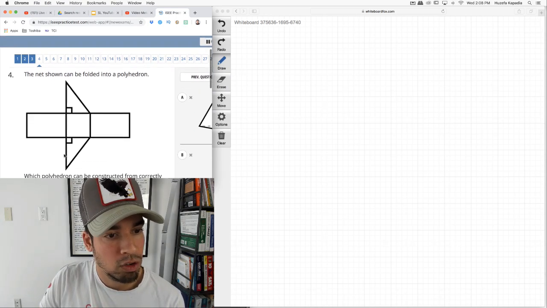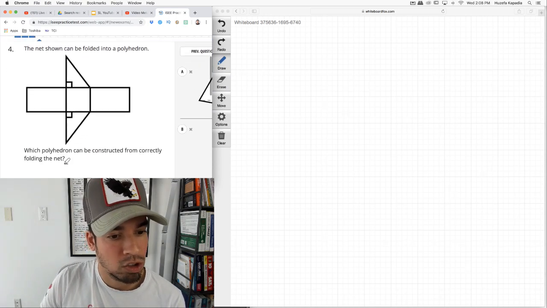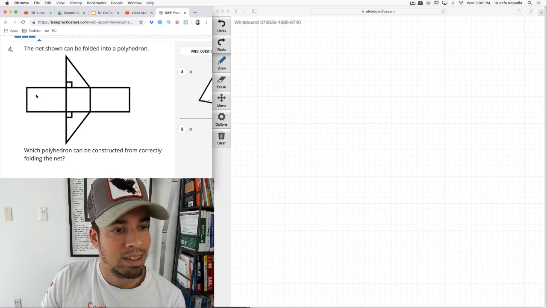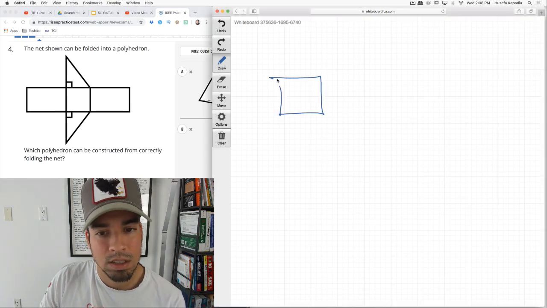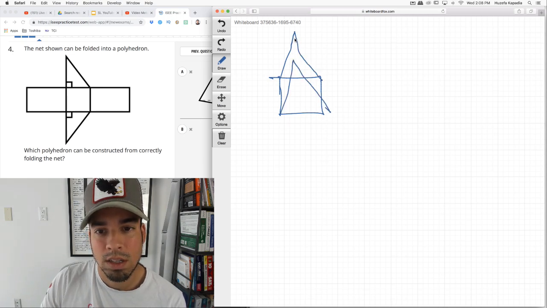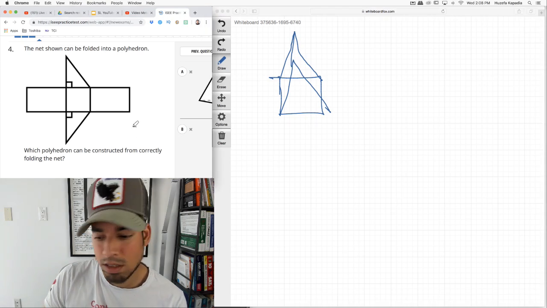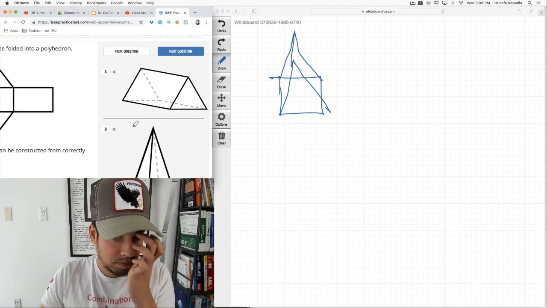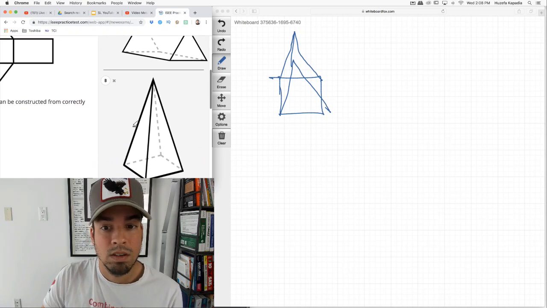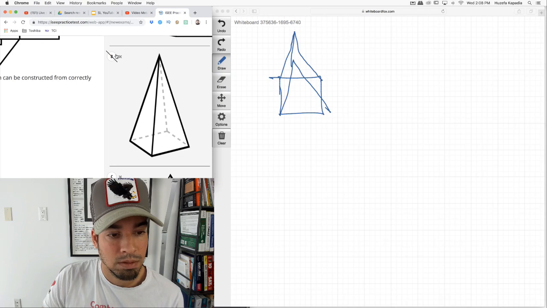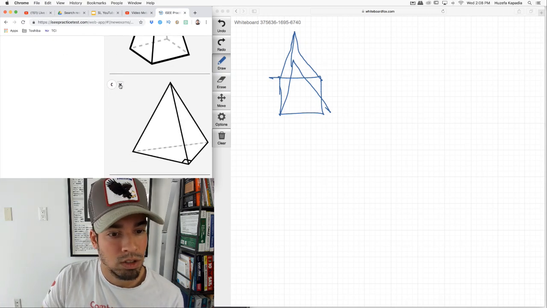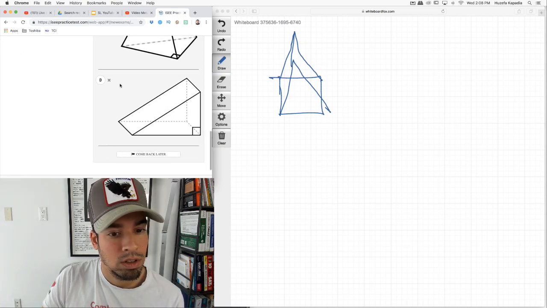Next, the net shown can be folded into a polyhedron. Which can be constructed from this net? So look, it's going to fold up. Imagine this side folding up, these triangles folding up, and this folding across. So it's going to be something like this, the box on the bottom, and a triangle here, and then these rectangles. So something like this. And then not that one. So B is out for sure. That doesn't make any sense. This is out because there's no square. It's just triangles.